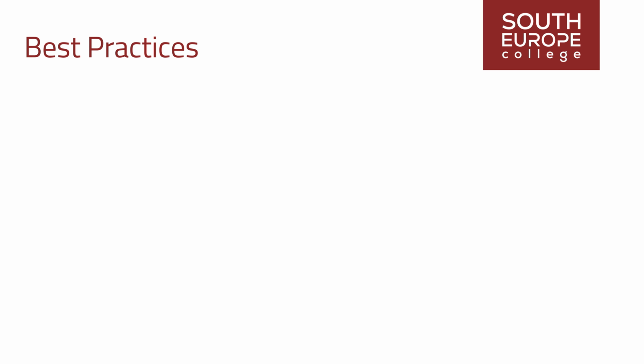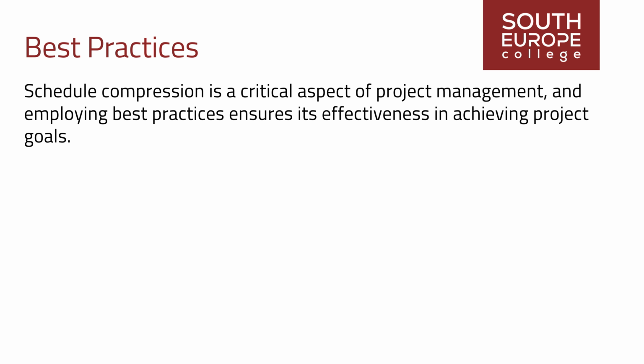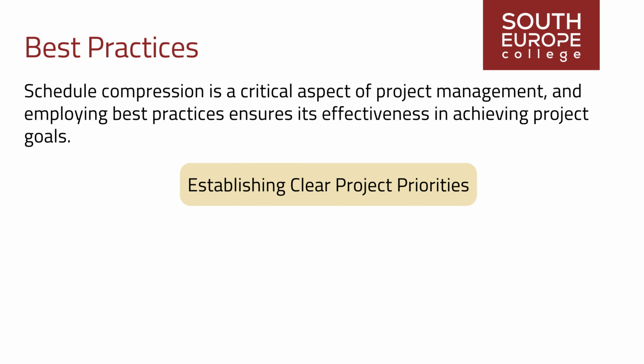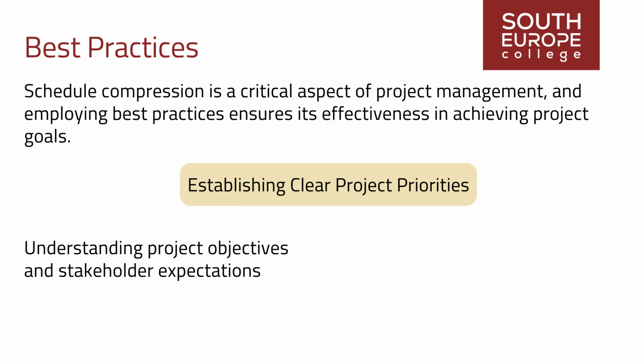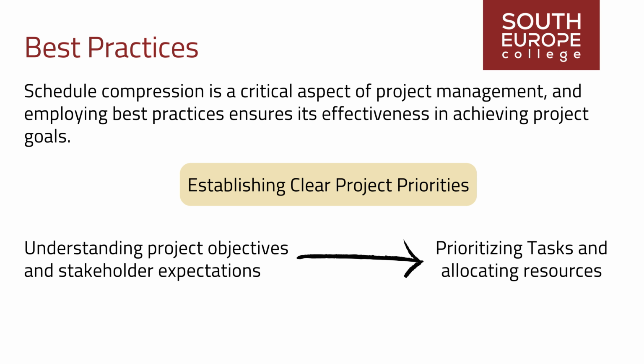Schedule compression is a critical aspect of project management, and employing best practices ensures its effectiveness in achieving project goals. Firstly, establishing clear project priorities is essential to guide decisions regarding schedule compression techniques. By understanding project objectives and stakeholder expectations, project managers can prioritize tasks and allocate resources accordingly to maximize the impact of schedule compression efforts.